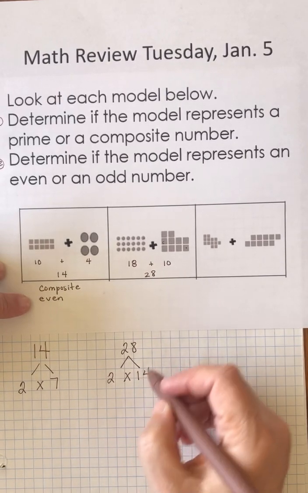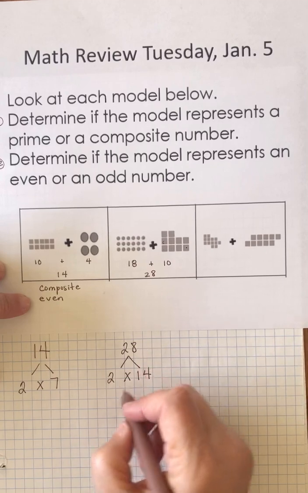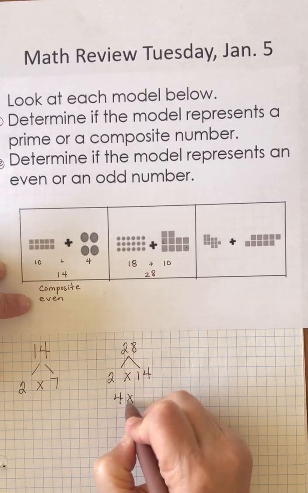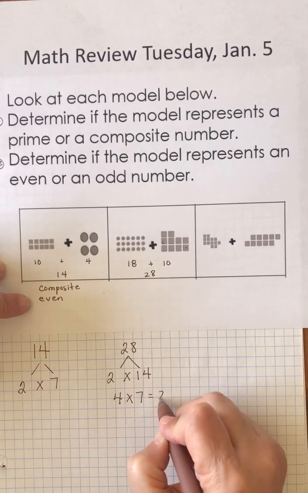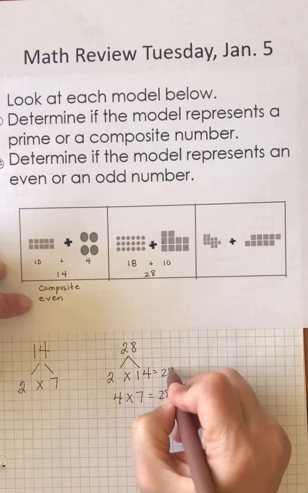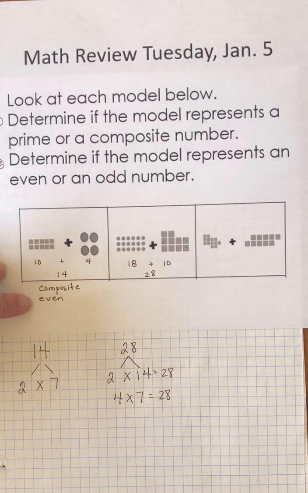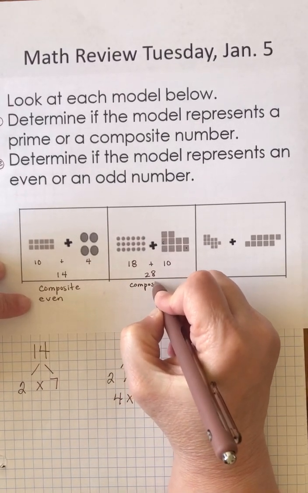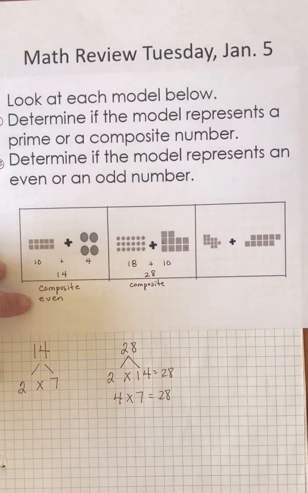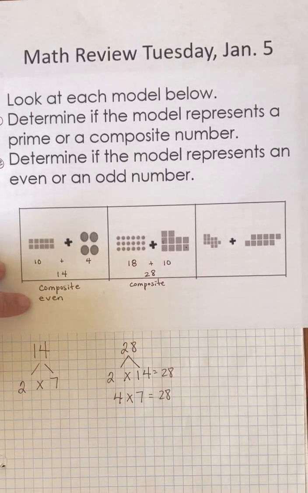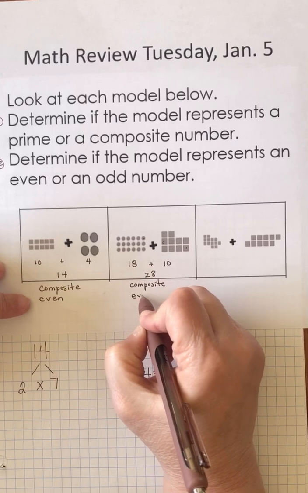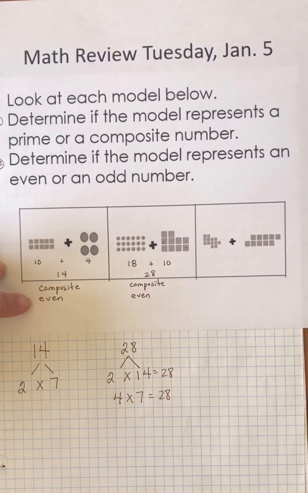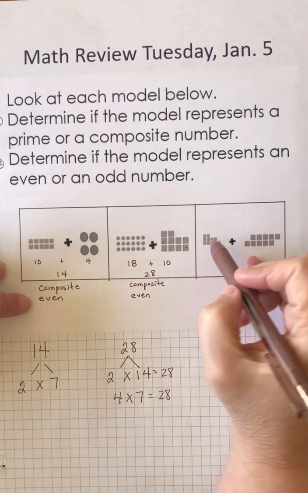Okay, we also could say 4 times 7 is equal to 28. All right, so we know that there's more than 2 factors, therefore it has to be composite. There's an 8 in the ones place. It's also even. We can divide it into 2 groups, 2 groups, 14 and 14. All right, let's look at this next model.